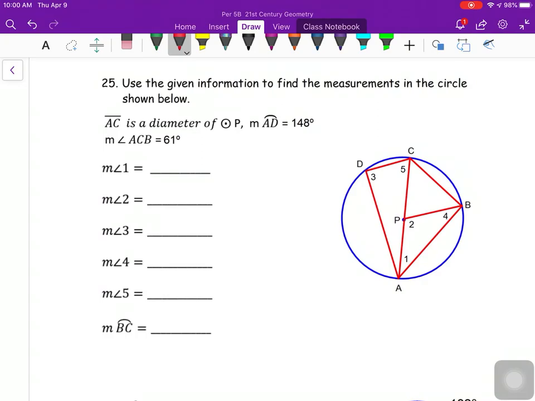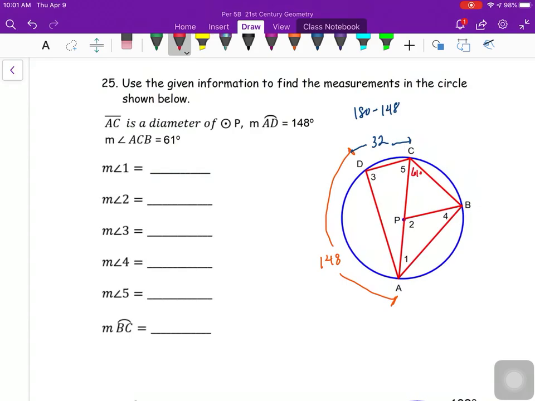Okay, number 25 is one of those problems where we have several questions that deal with the same diagram. So again, I think the most helpful thing is to go ahead and mark everything you know on the diagram to begin with. So they gave us the arc from A to D was 148. So this arc right here to here is 148. I believe that means we could get this part right here by taking 180 minus 148. So that comes out to be 32.